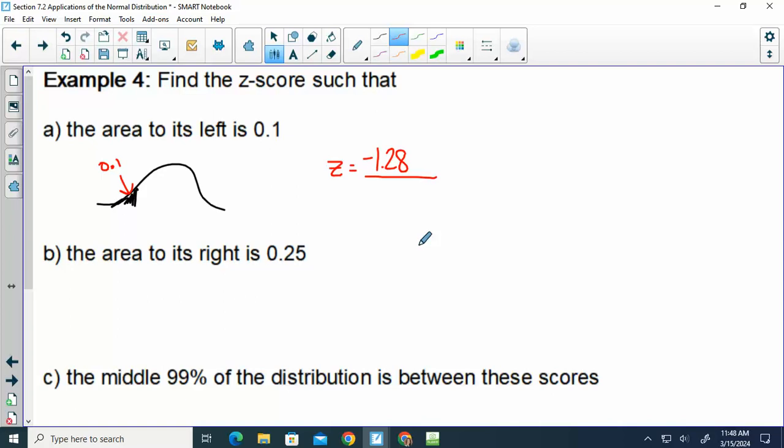Okay, let's try another one. So if I want the area to the right to be 0.25, so if you think about your normal curve, the area to the right is 0.25. Is that the area I will look up on my table? No. 1 minus that is 0.75. So we need to find the closest area we can get to 0.75.